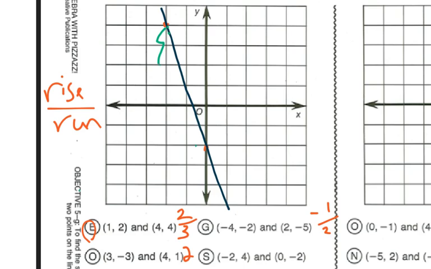So I'm going to go 1, 2, 3, 4, 5, 6. So we had to fall 6. So that's -6. And then we have to run 2. So if I fall 6 and run 2, -6 divided by 2 is -3. So this answer is -3. Alright, I want you to try the other 4 by yourself, and then let me look at them.